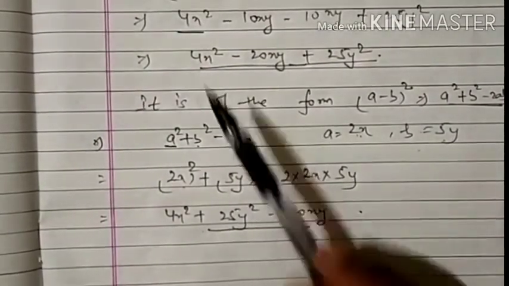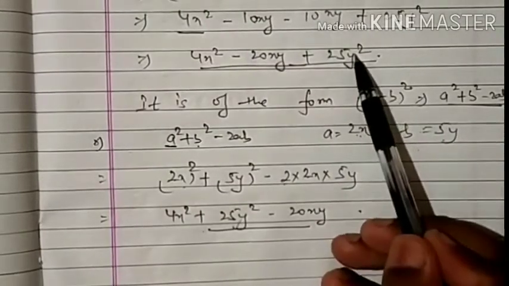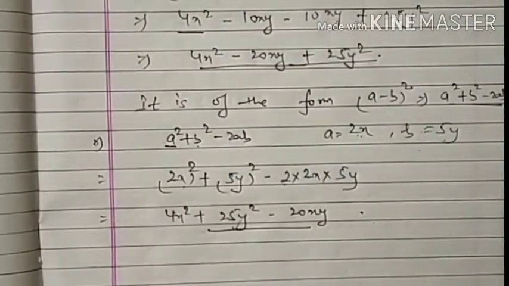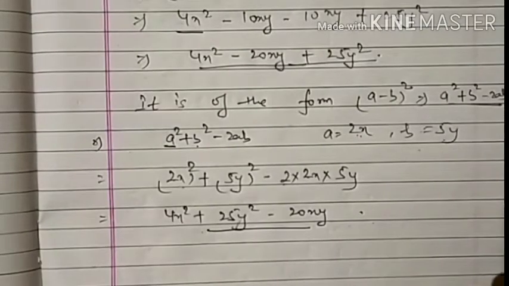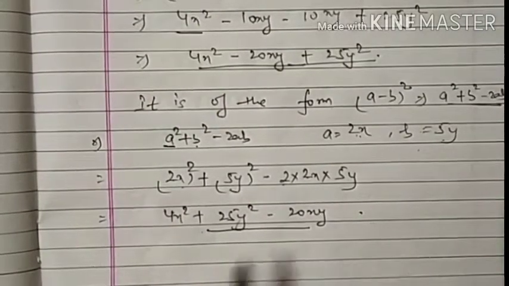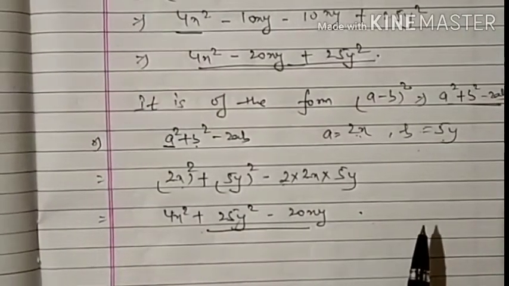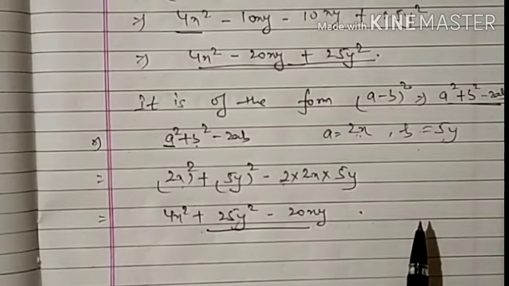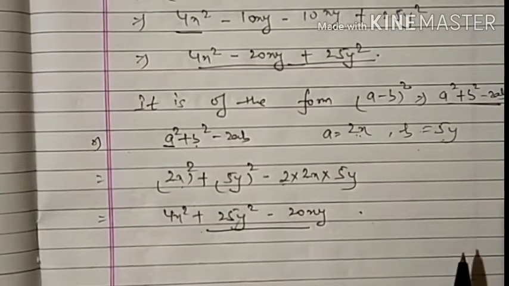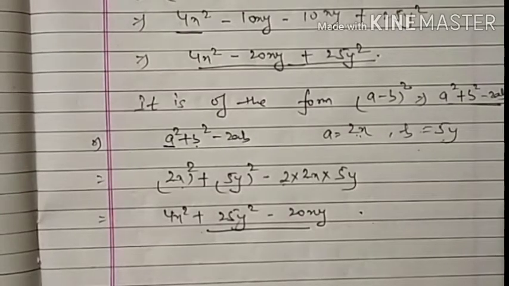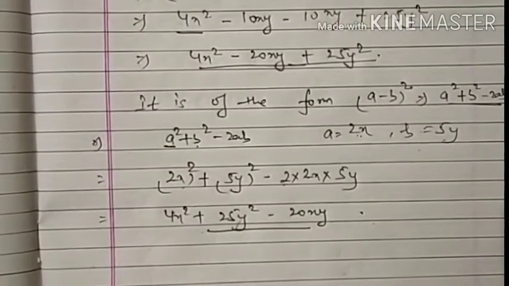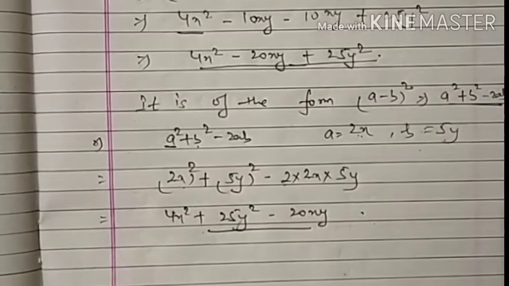Here also we got 4x square plus 25y square minus 20xy. As you all know, there is no difference between these two. Both are exactly the same. Just the change in position, and change in position with the same sign does not affect the result in mathematics. I hope it is clear to everyone. So there can be two conditions, either a plus b whole square or a minus b whole square. Now let's see what would happen if both the terms are different. This is the second case.